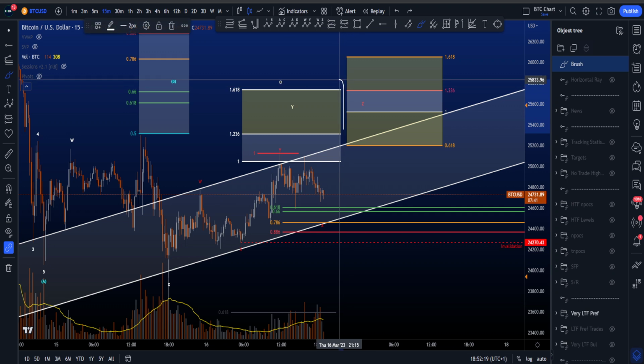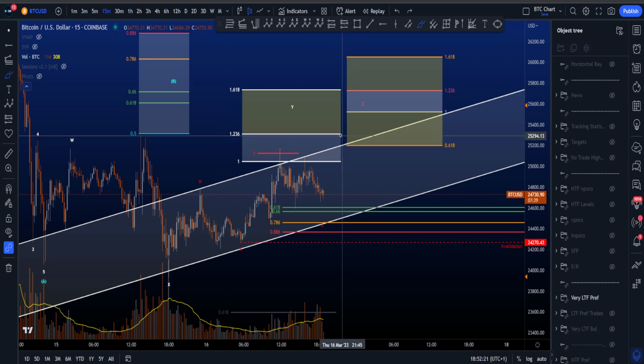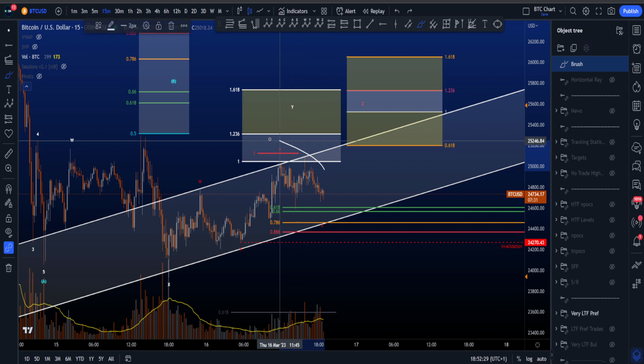And a more rare target is this yellow box up here, which is basically between 25K, 25.3K and 25.7K. So we already hit the minimum target at least for wave Y.